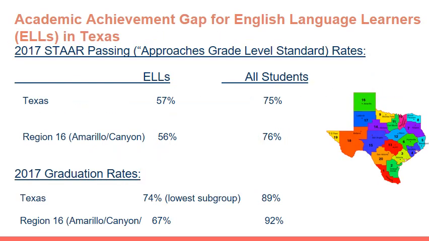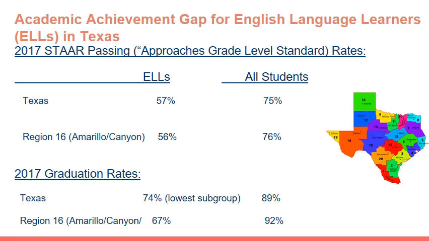Unfortunately, there's an academic achievement gap between English language learners and native English speakers. This slide depicts 2017 data on the STAAR Standardized Achievement Test for Texas. We used the passing score of approaches grade level as the passing rate. In Texas, overall, ELL students score nearly 20% below all students.